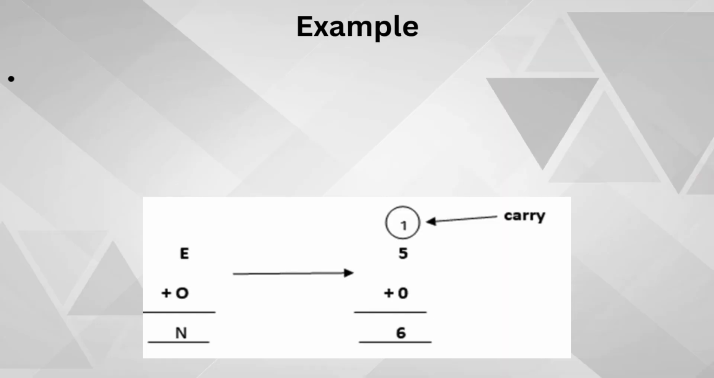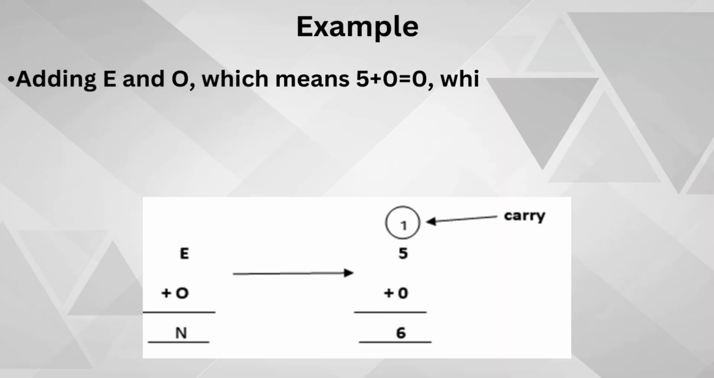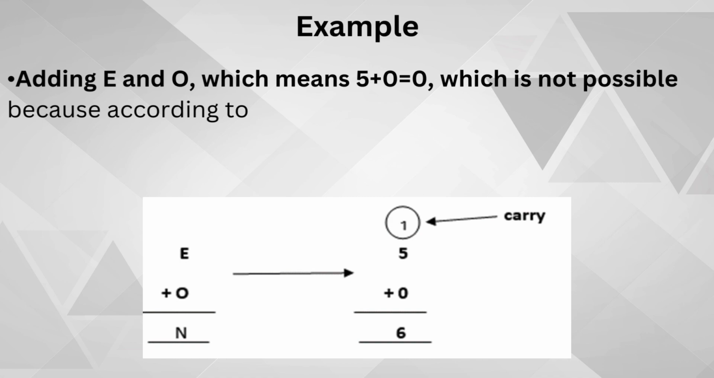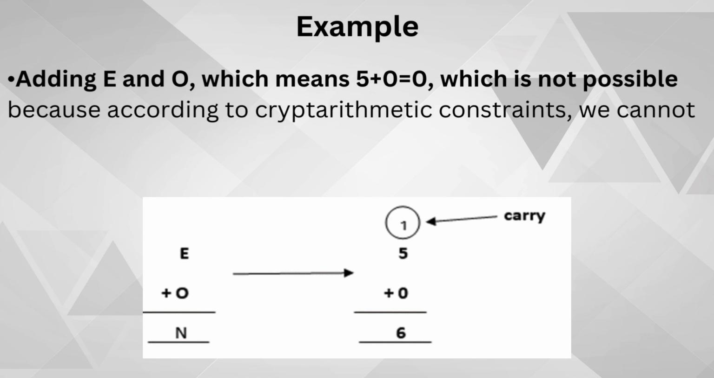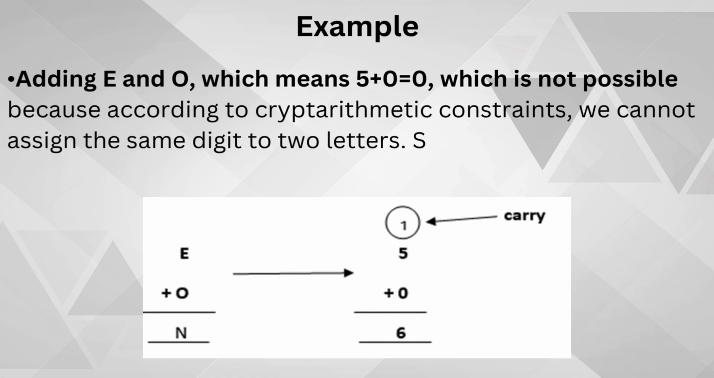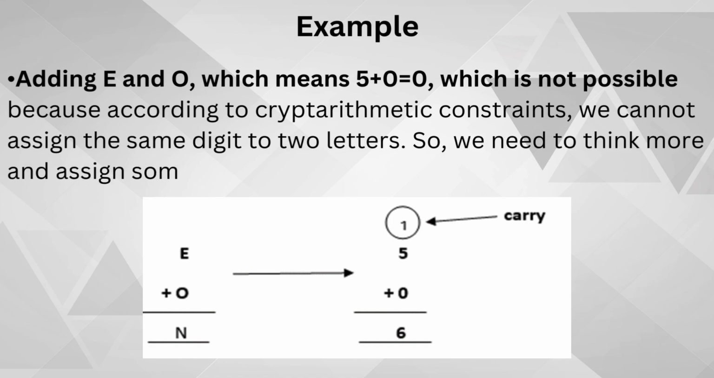So, adding E and O, which means 5 plus 0 is equal to 5, is not possible because according to cryptarithmetic constraints, we cannot assign the same digit to two letters. So, we need to think more and assign some other values. So, in this diagram, we have to replace it with a carry. So, if we carry this with 1, we have N is equal to 6.